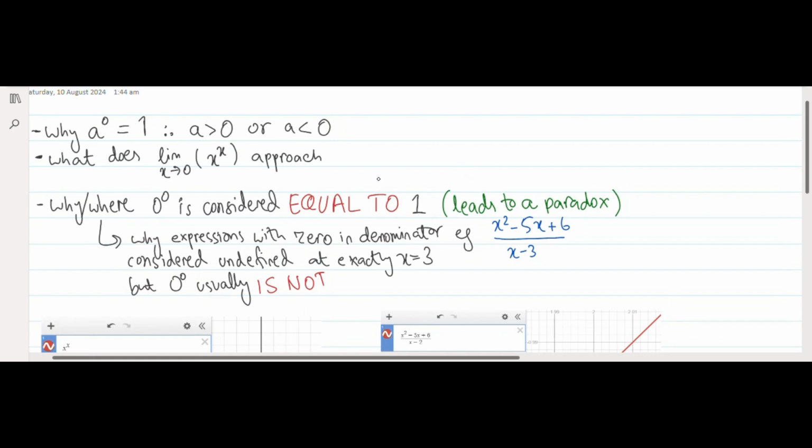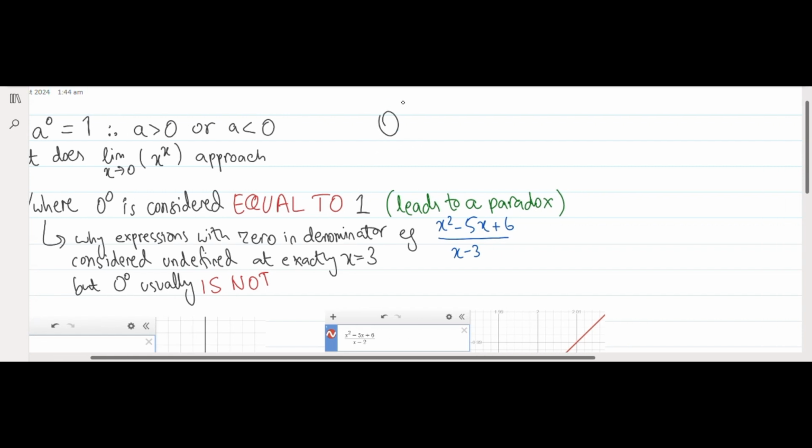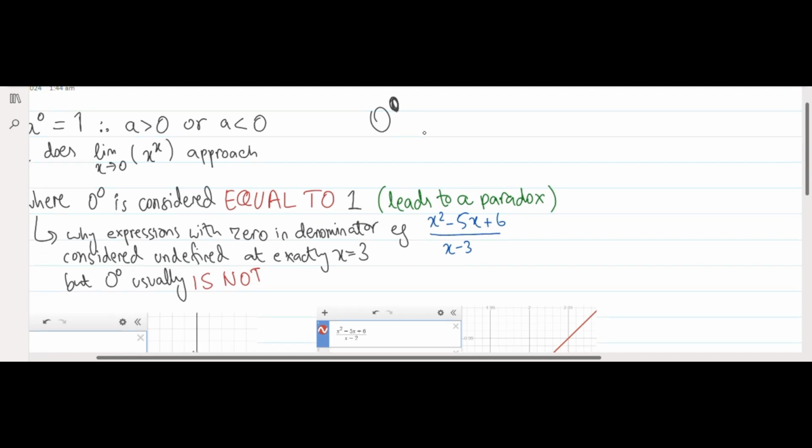Okay, so to start with, we are going to solve and prove why any other number raised to the power 0 is actually 0.